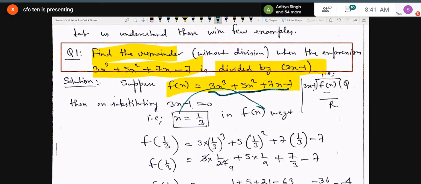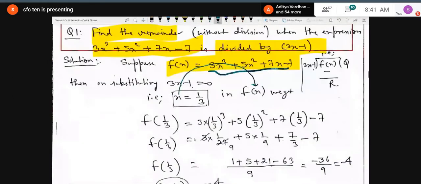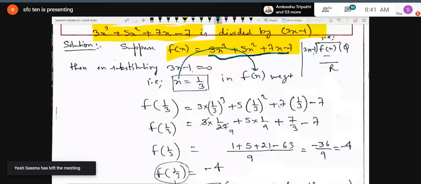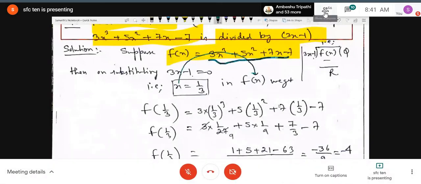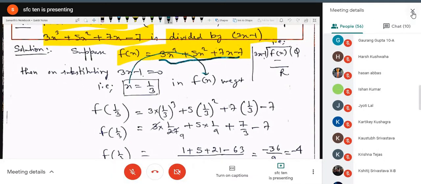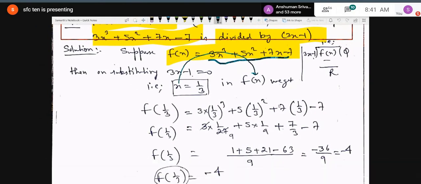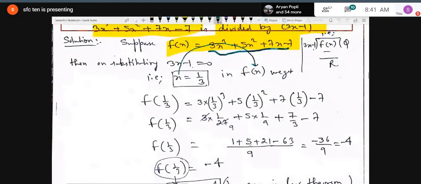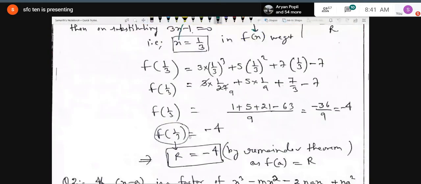So f(1/3) is equal to 3 into (1/3) whole cube plus 5 into (1/3) whole square plus 7 into 1/3 minus 7. So what I have done, I have just substituted the value of x as 1/3 on both the left hand side and right hand side. Finally, when you solve, f(1/3) is equal to 3 into 1/27 plus 5 into 1/9 plus 7/3 minus 7. And when you simplify, you will get finally the value of the function at x equal to 1/3 as minus 4.